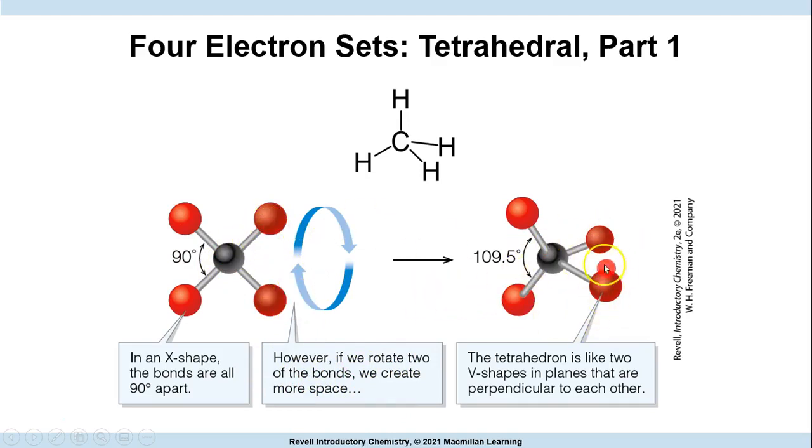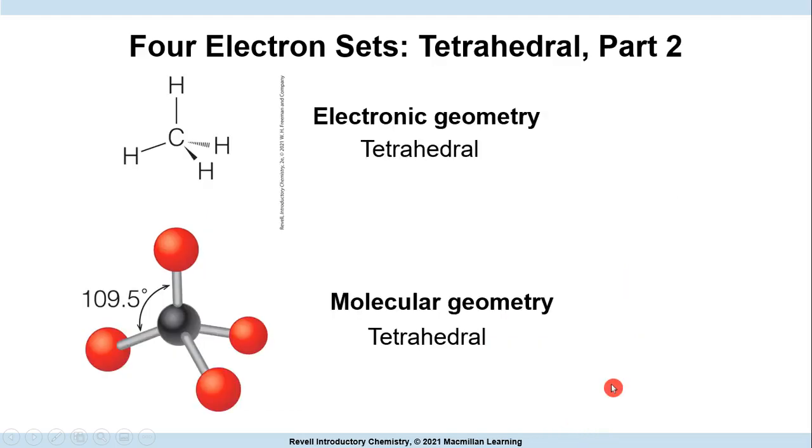So that gives us what is called a tetrahedron. So in a regular tetrahedron, the bond angle between 2 of the bonds is 109.5 degrees. Remember, the electrons want to be as far away from each other as possible. So that will adopt a tetrahedral shape. So the tetrahedron is like 2 V shapes in planes that are perpendicular to each other.